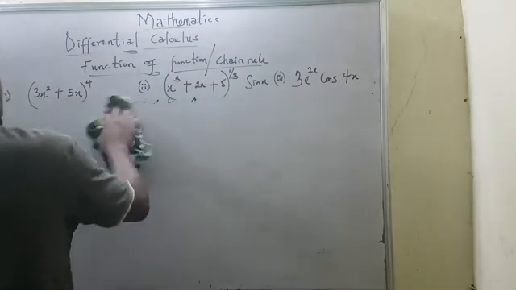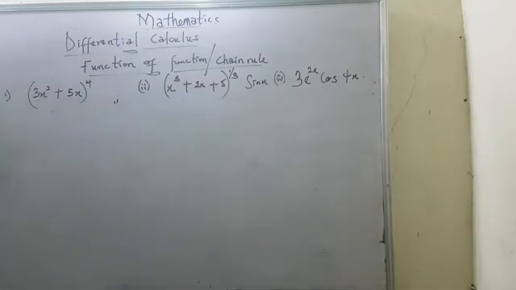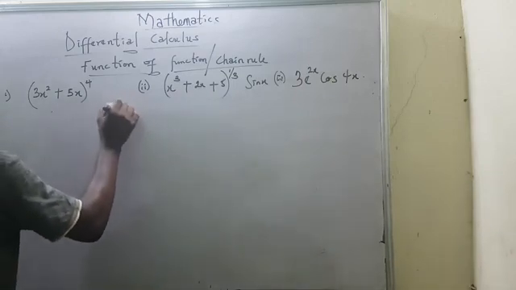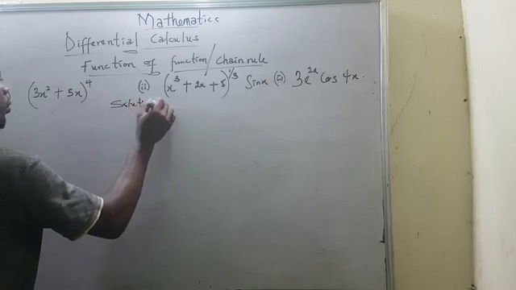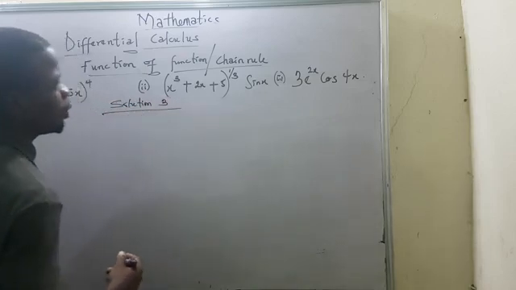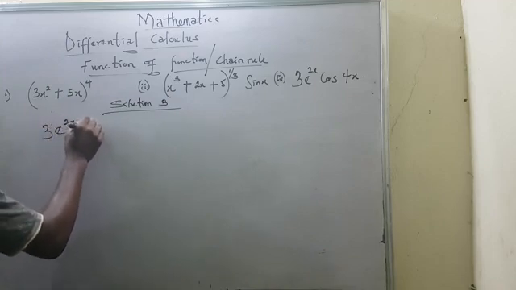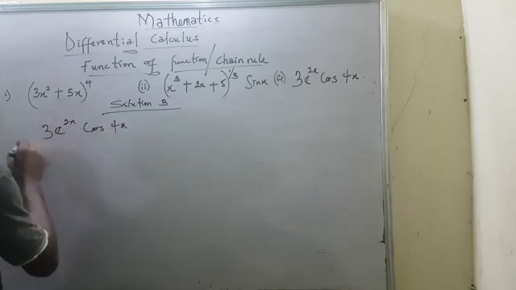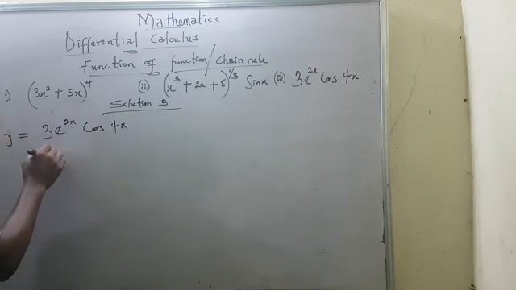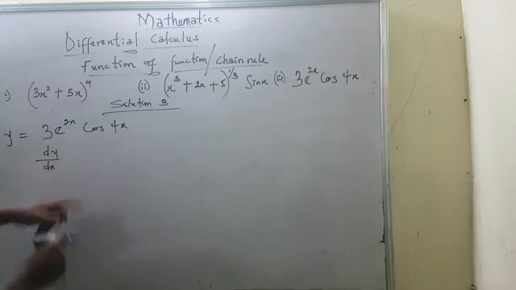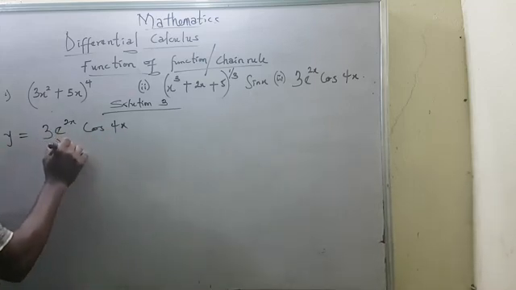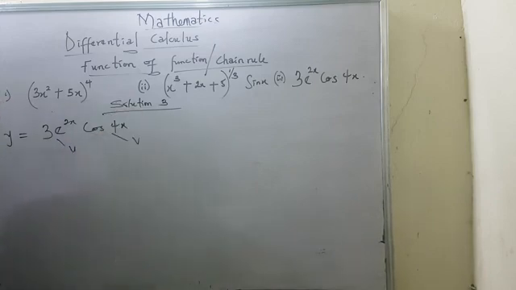I guess you can try question 3. Or let me check my time. Okay, let's solve it. Solution 3. You have 3 exponential 2x cos 4x. So y is equal to this function. Of course, we have 2 functions. So take this to be u, this to be v.